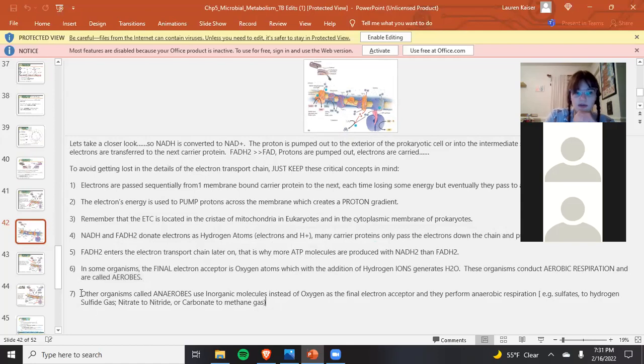And then this is also another point. Other organisms called anaerobes use inorganic molecules instead of oxygen as the final electron acceptor, and they perform anaerobic respiration.